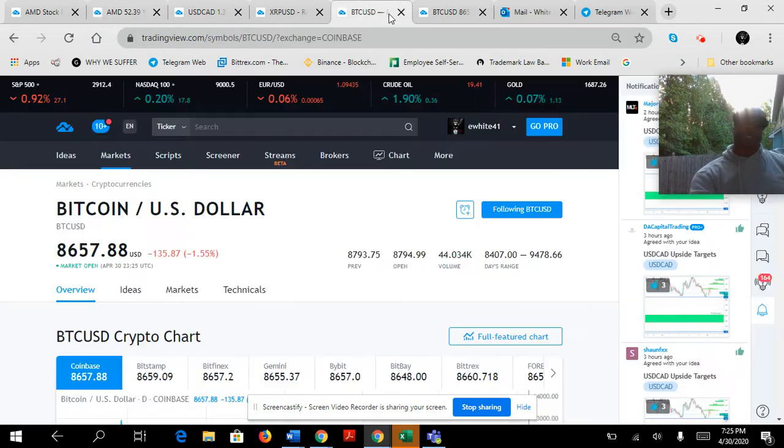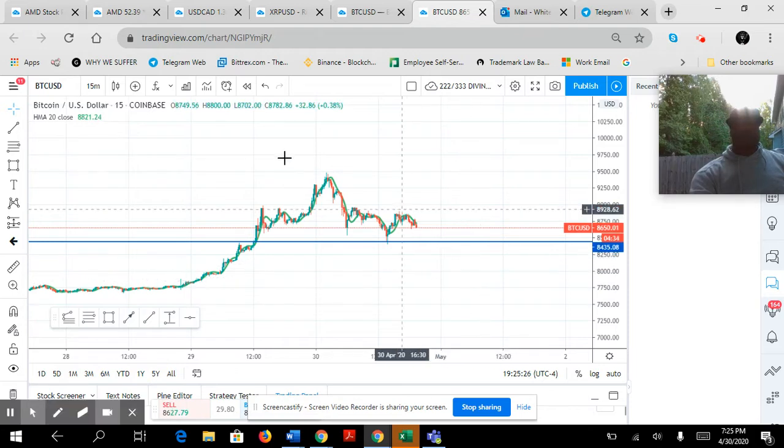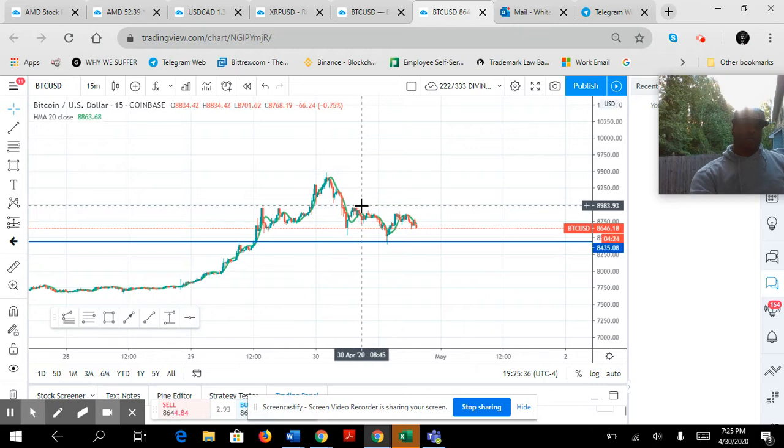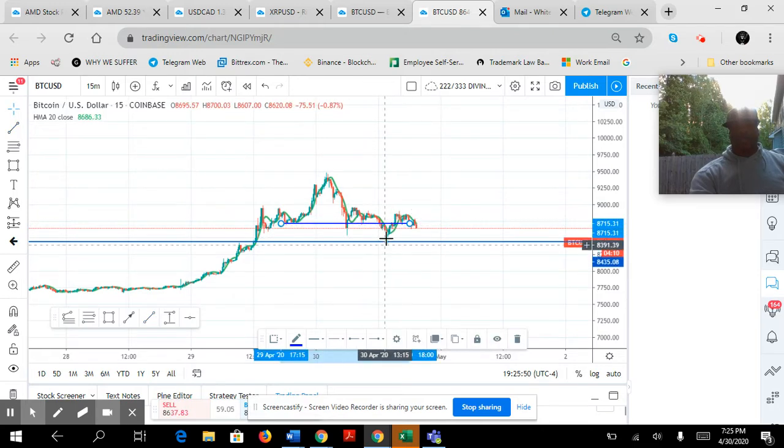Let's go look at Bitcoin. We're on a 15-minute chart on Bitcoin. We possibly got a left shoulder, a head, a right shoulder. You've got the neckline. It's already broken this neckline. And now we have what? A reversal.